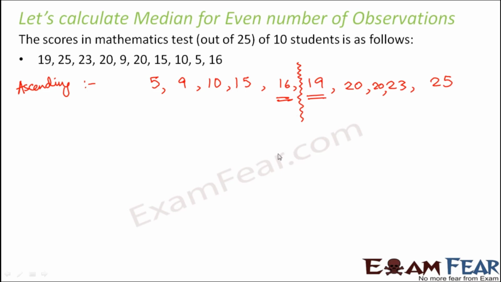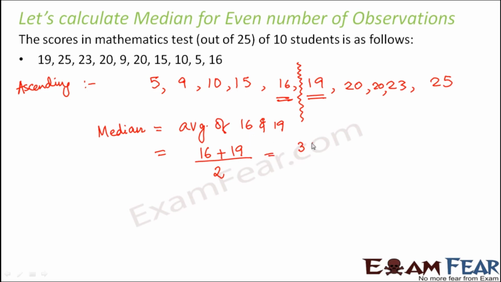So how will you calculate the middlemost number? Now the middlemost number is nothing but the median. So the median would be the average of 16 and 19, because we believe that the middlemost number is somewhere in between these two. So how will you calculate it? The sum of these two, 16 plus 19, divided by 2, because we are dealing with two numbers. So 16 plus 19 is 35, divided by 2, which is equal to 17.5. So 17.5 will be the median of this set of data.